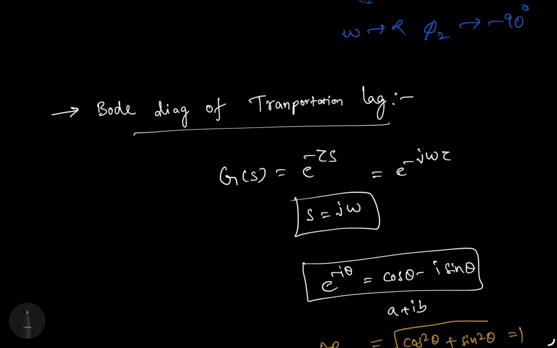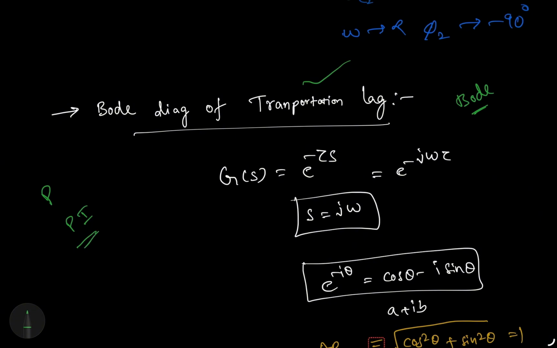Yeah, good morning all. So now we'll continue our discussion on Bode diagrams. And in this part, we'll study some important commonly used elements in control systems, namely transportation lag, proportional controller and proportional integral controllers.